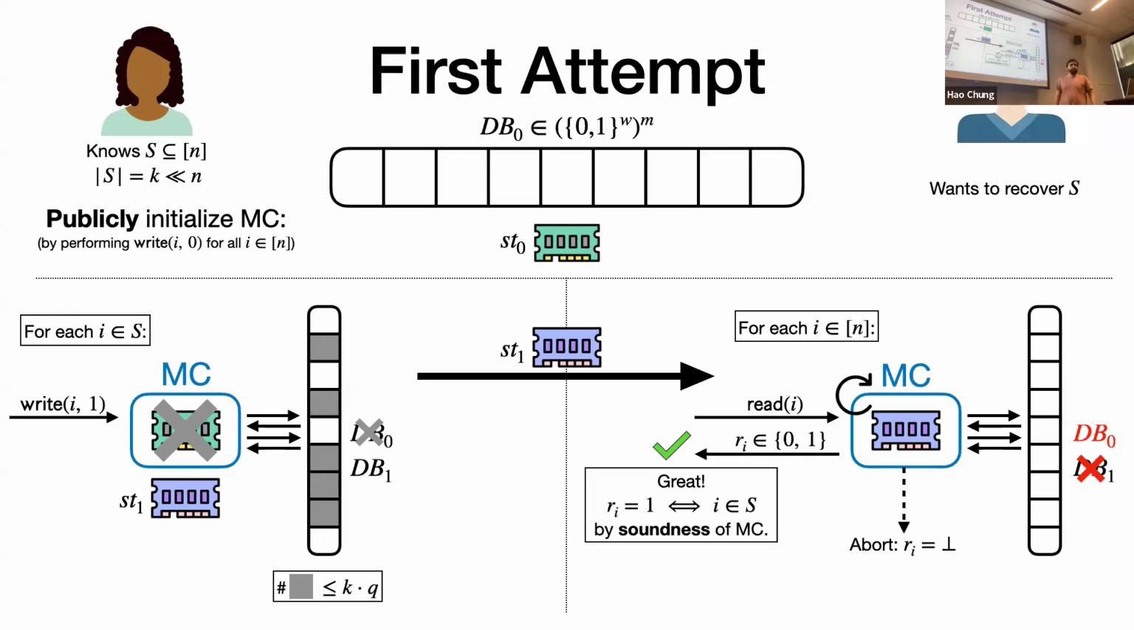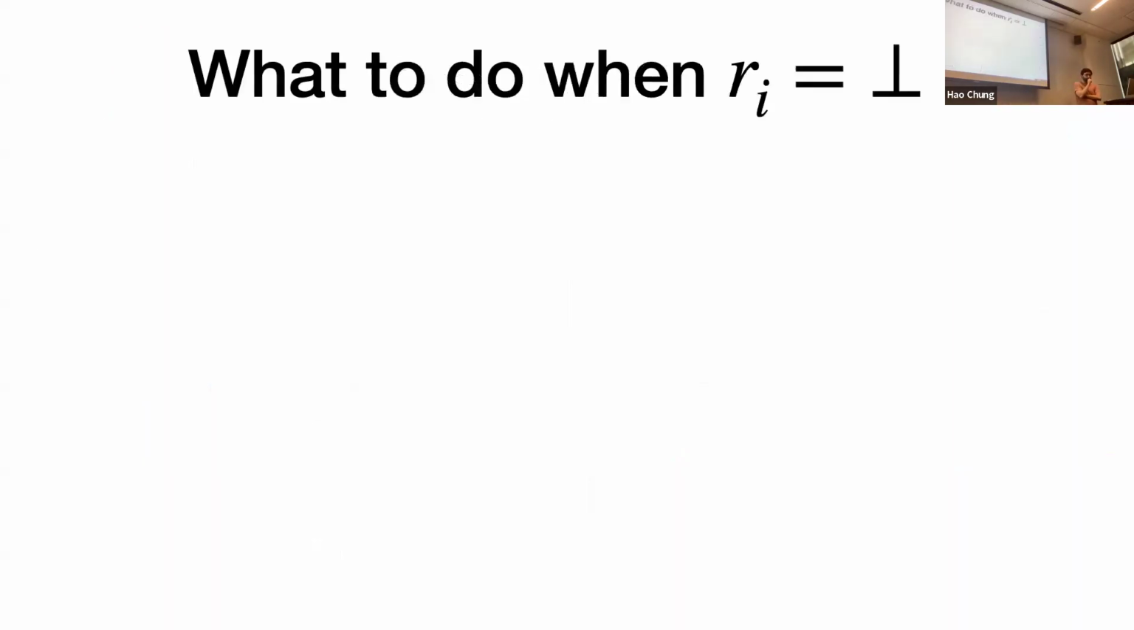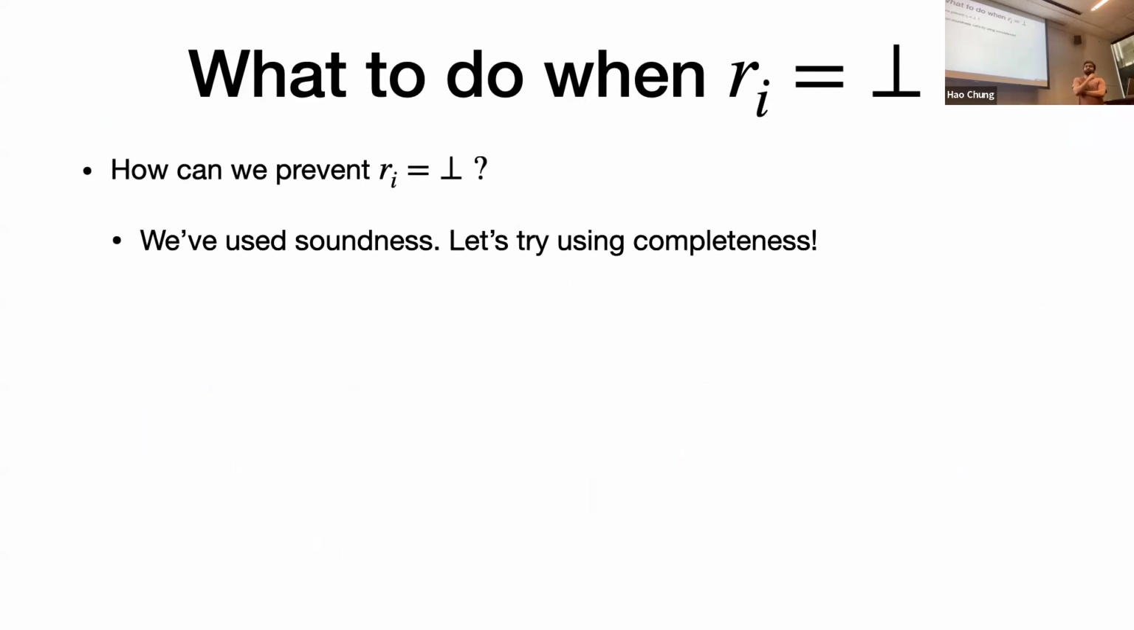But of course, there's another issue. Another option: the memory checker could abort, indicating that there's some flag, some issue, because it is interacting with DB0 instead of DB1. Maybe it notices that. And so how do we deal with this case? It's not so clear what to do if we run into this case. So how do we prevent it?